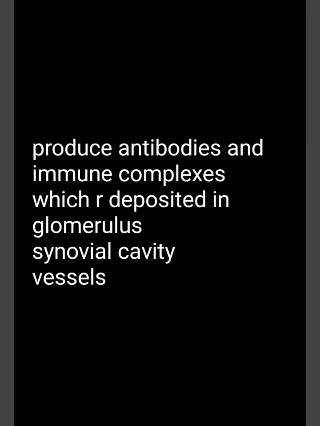Role of activated B cells in pathogenesis of SLE. They produce antibodies and immune complexes which are deposited in glomerulus, synovial cavity, vessels. SLE falls under which type of hypersensitivity? Type 3.